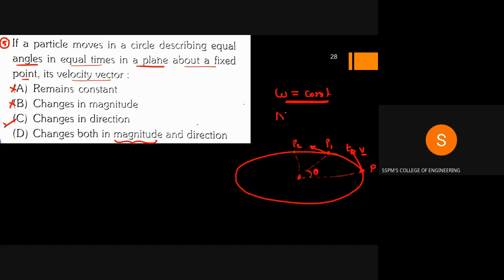So it will change only in direction, not in magnitude. So D is wrong. The correct option is: if a particle describes equal angle in equal time, then the velocity vector will only change the direction, not the magnitude. Magnitude will remain the same.